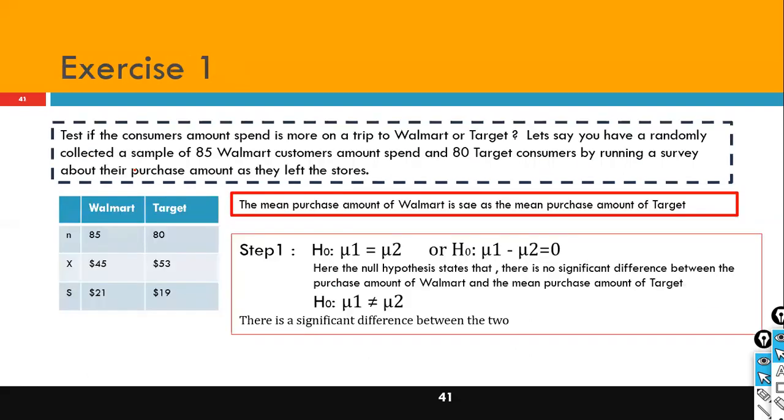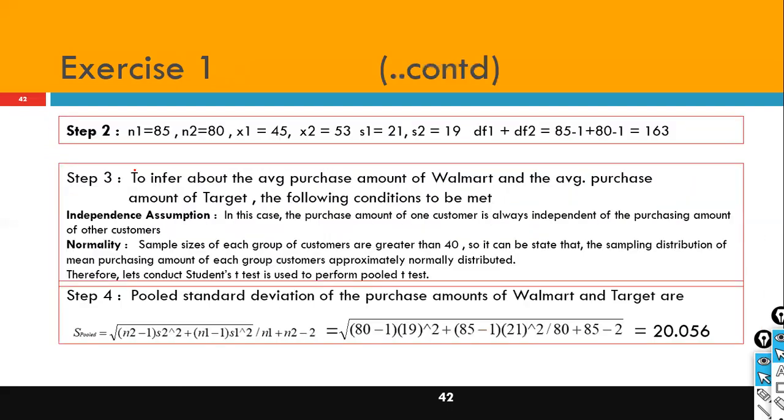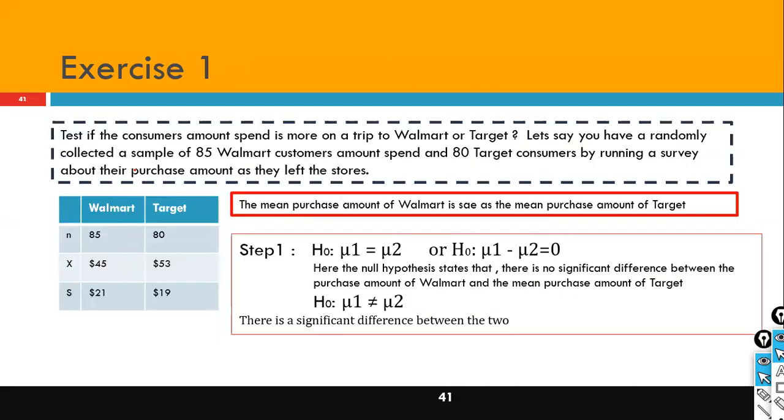Now let us work on this example so that you can understand the two independent sample t-test. Look here, we have Walmart and Target customers. Let's say your staff are standing in front of Walmart, and Target's employees are standing in front of Target. They run a survey randomly with 85 customers here and 80 customers there, and while talking to them, they note down each customer's average amount spent.